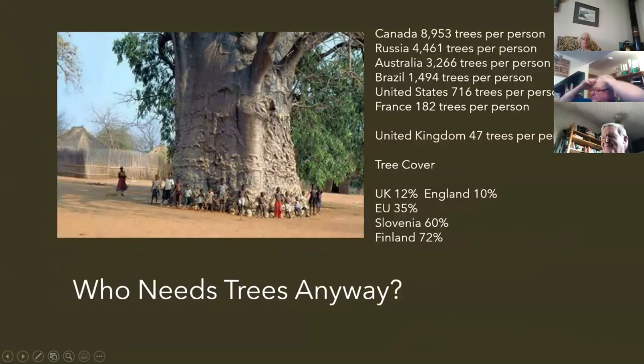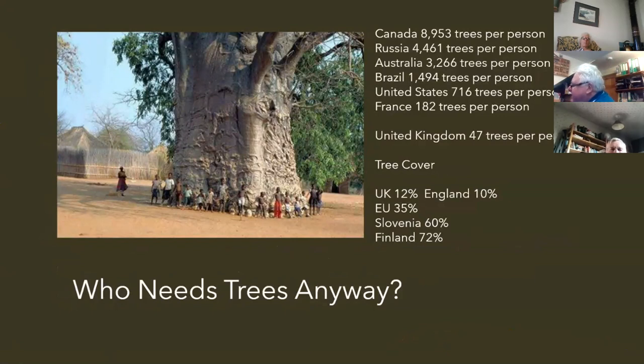So we mentioned about trees. This picture is a baobab in South Africa. It's called the Tree of Life. It's just a wonderful image for the power of trees. It takes 48 people to circle the trunk of this beast. And this is, as you can see, in a very dry place, but still grows trees.